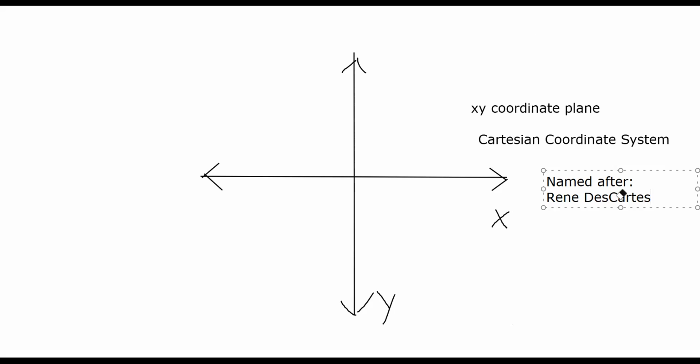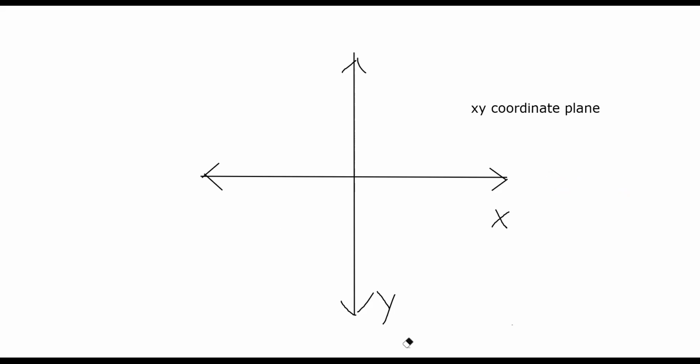So it's kind of interesting that this coordinate system that we use all the time in math is named after him, and he actually did way more than just math. He did a lot more. He's a very famous philosopher. Anywho, we can just call it the XY coordinate plane, and it just makes sense that it has to look like this.